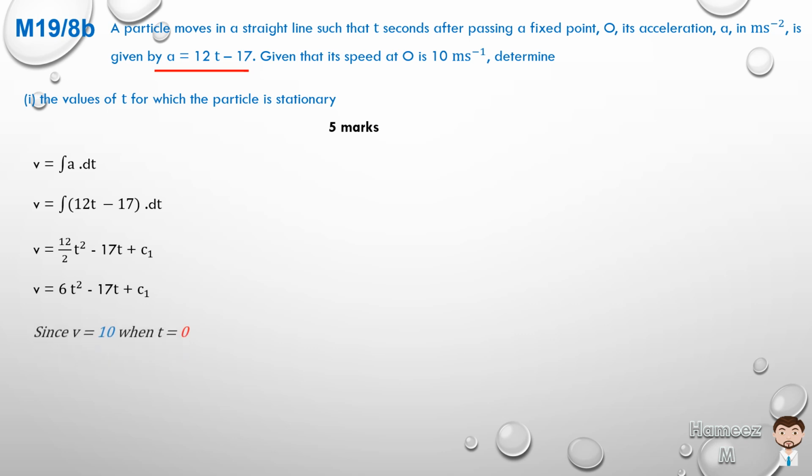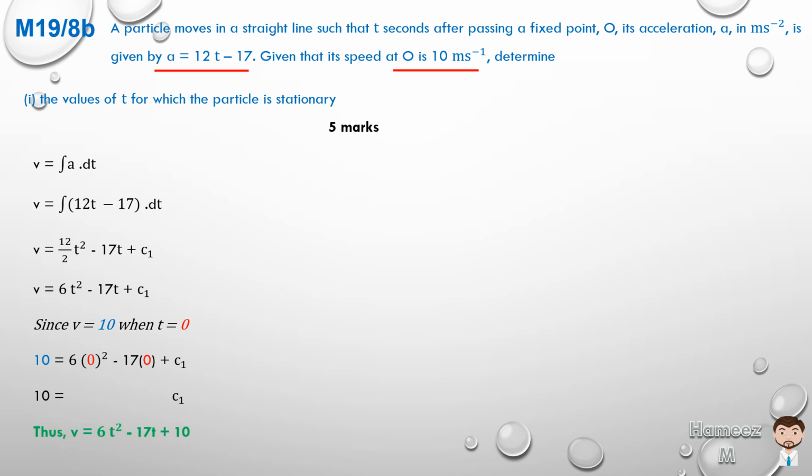And we know at O, when time is 0, the velocity is 10 meters per second, so we can substitute for that. So 10 = 6 × 0 squared - 17 × 0 + c1. So that works out to be 10 = c1, the constant of integration. Therefore, the velocity equation is v = 6t squared - 17t + 10.